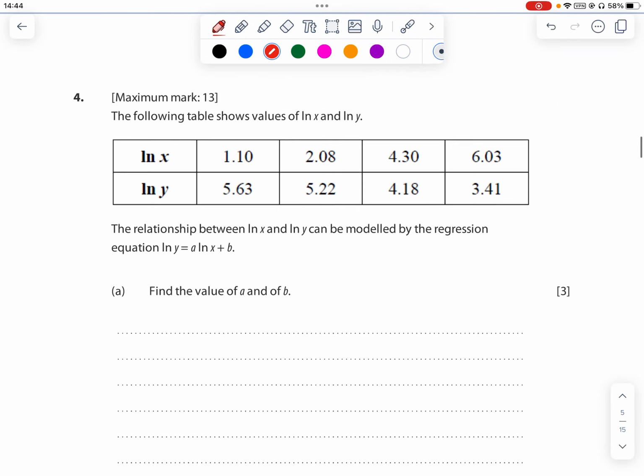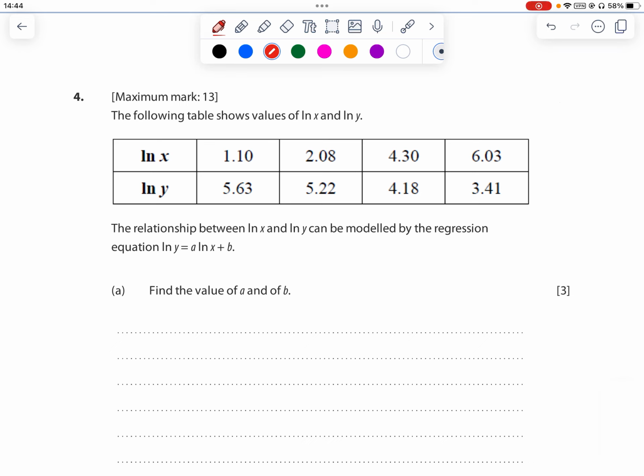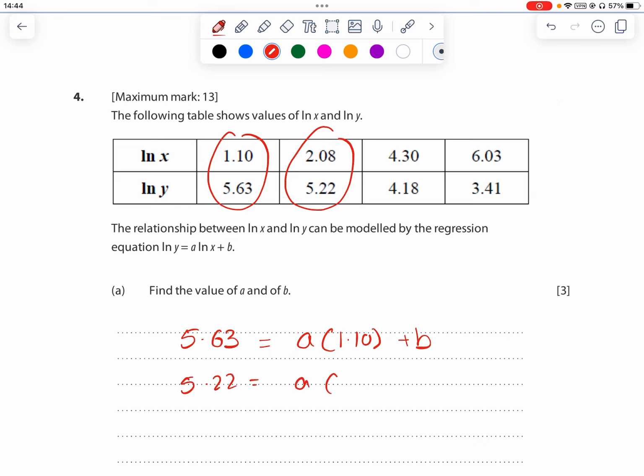Then coming to question number 4. Find the values of a and b. The relationship between ln x and ln y is given by ln y equals a ln x plus b. So I take any two particular values. So 5.63 equals a times 1.10 plus b. And similarly 5.22 equals a times 2.08 plus b.